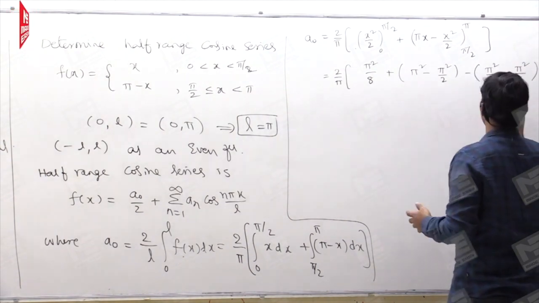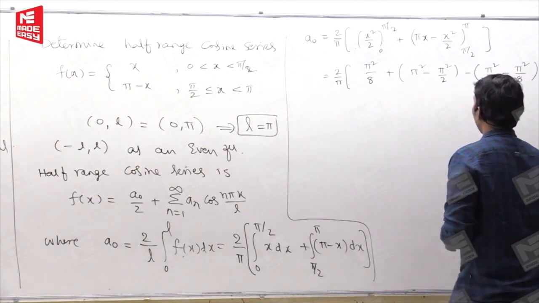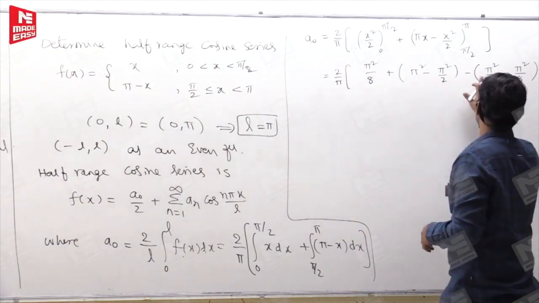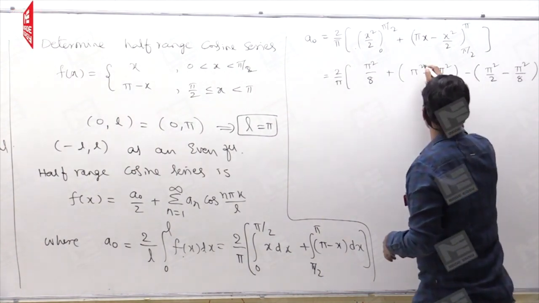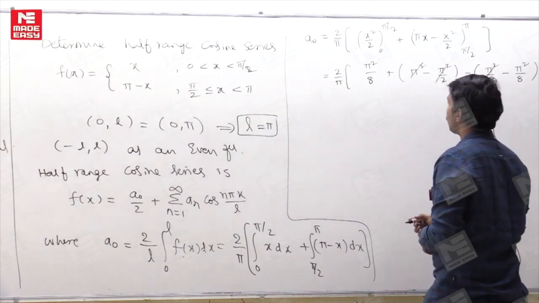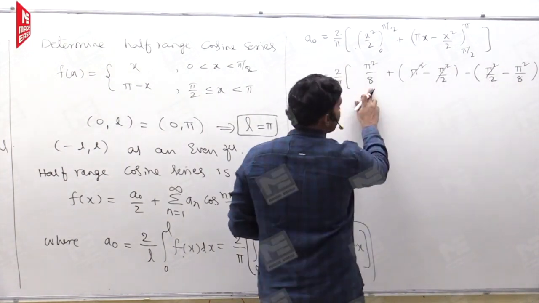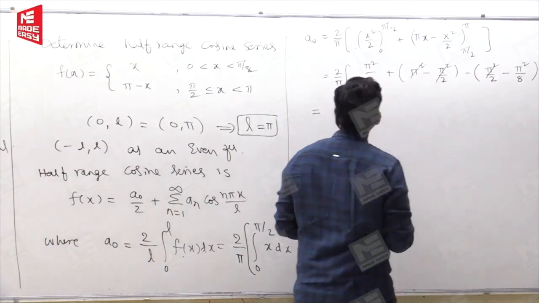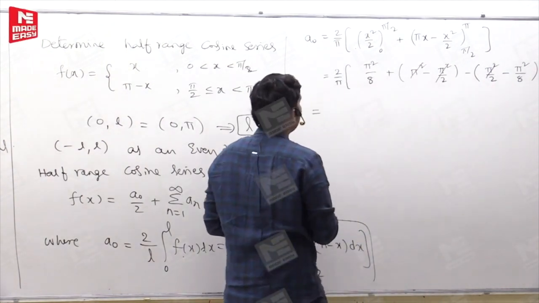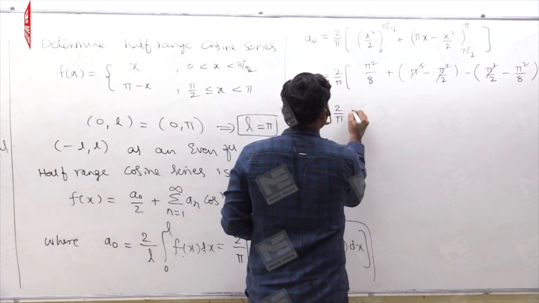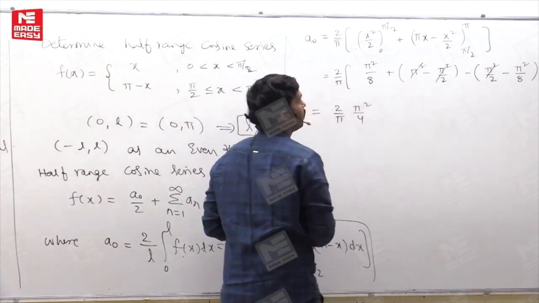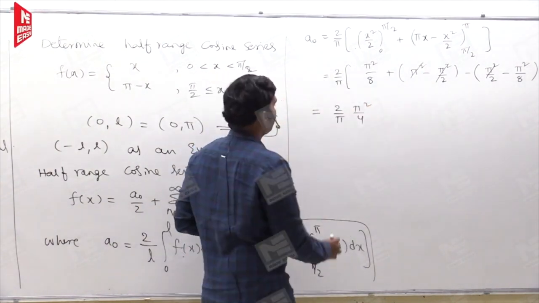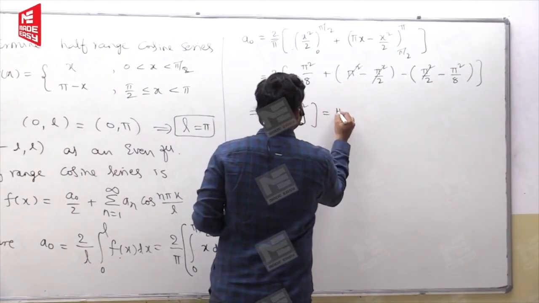So this is what is going to be here. Now if you simplify this, it is minus pi square by 2 minus pi square by 2, it is minus pi square. So pi square gets cancelled here, and this is going to be pi square by 8 minus of minus plus 2 pi square by 8, that is pi square by 4, and it is 2 by pi square by 4 here, and this you are going to get as pi by 2.